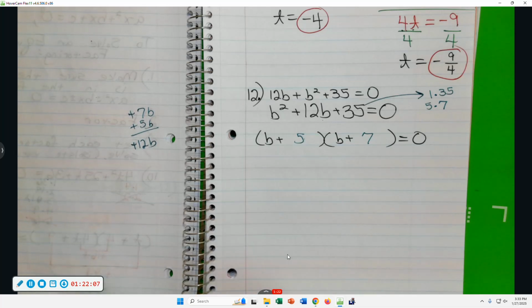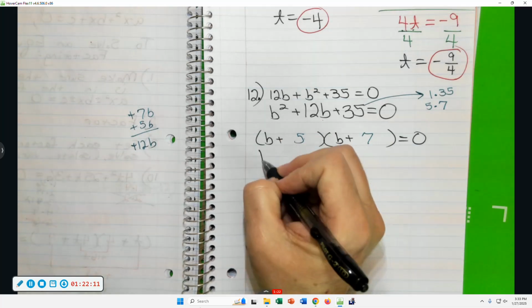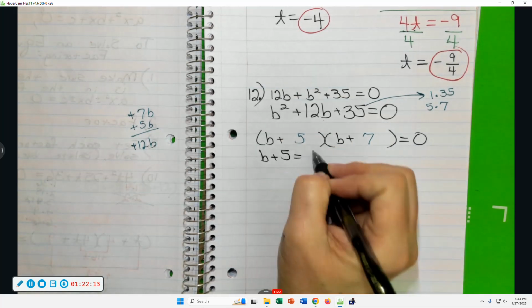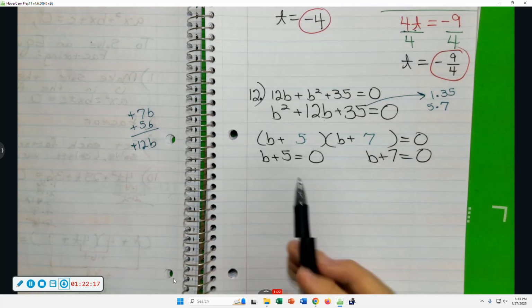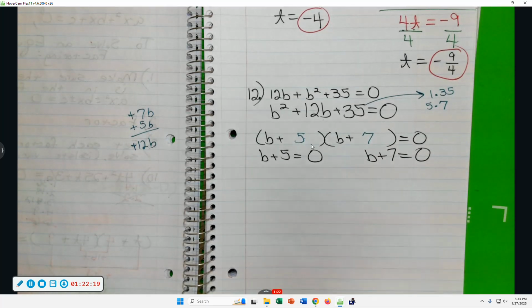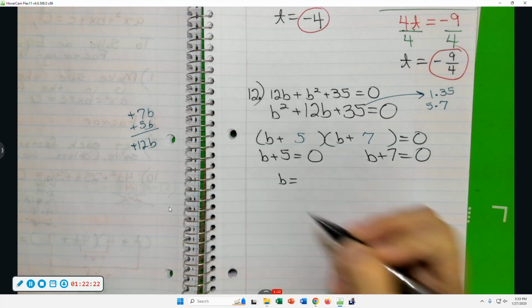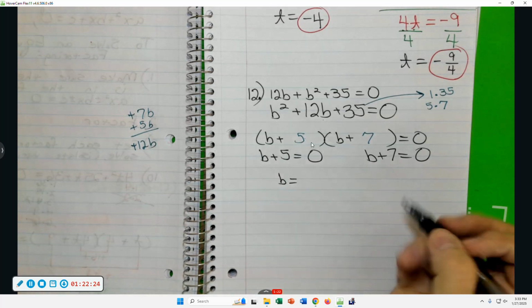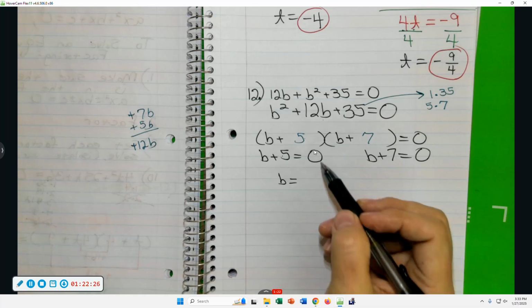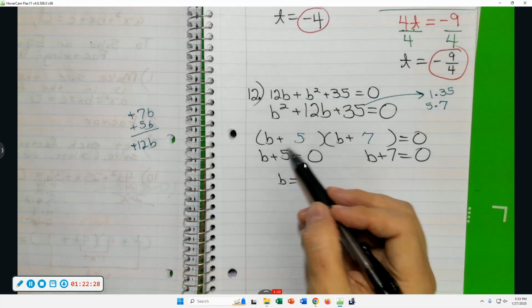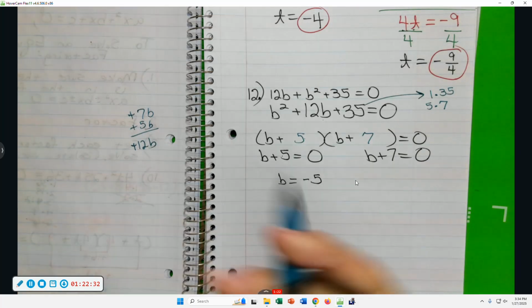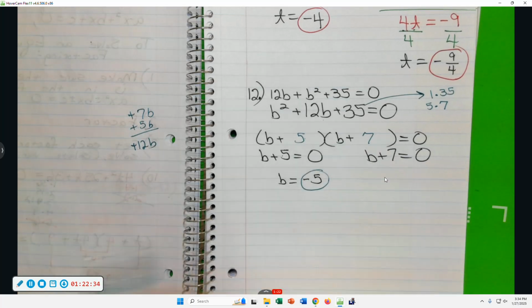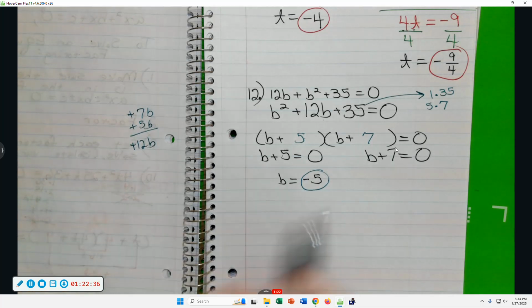Are we through with the problem? No, you have to set each factor equal to 0. Set B plus 5 equal to 0. Set B plus 7 equal to 0. Solving this first equation, we're going to get B equals, subtract 5 from both sides, or just pick up the 5 and move it over. Either way, it becomes a negative 5. So there's your first answer. What about the second answer? -7.